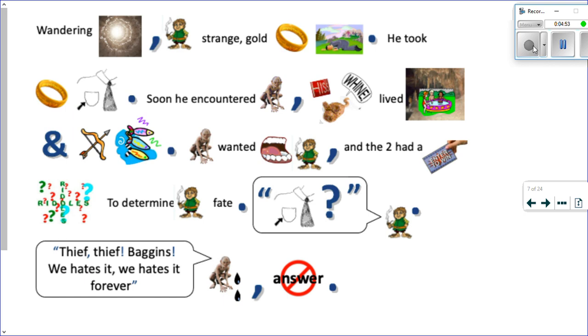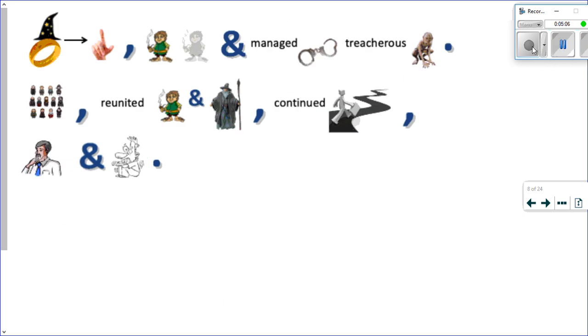"What have I got in my pocket?" asked Bilbo. "Thief! Thief, Baggins! We hates it! We hates it forever!" cried Gollum, who did not know the answer. Placing the magic ring on his finger, Bilbo disappeared and managed to escape from the treacherous Gollum. The dwarves, reunited with Bilbo and Gandalf, continued their journey, pensive and fearful.